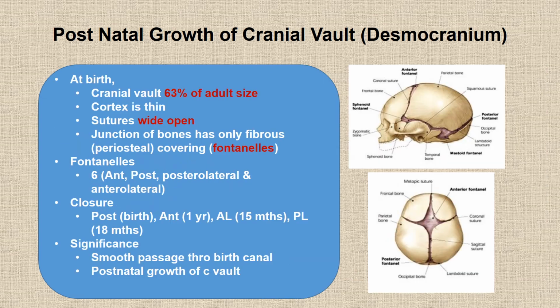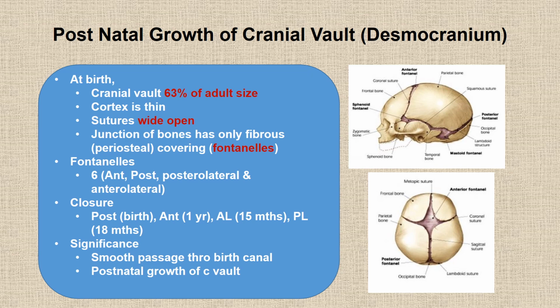Now, at birth, the cranial vault is roughly 63% of the adult size. The cortex is thin and the sutures are wide open. The junctions of bone have only a fibrous or periosteal covering, and these widely separated junctions are known as fontanelles. There are 6 fontanelles, namely anterior, posterior, posterolateral, and anterolateral. The posterolateral and anterolateral are two each in number.